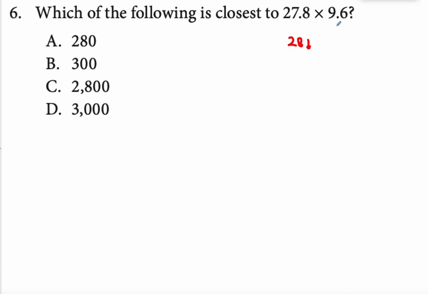And this one is slightly less than 10. So my answer should be slightly less than 280 when I multiply 28 and then 10. But the only thing that's closest will be 280. That would be the closest one, or I'm looking for something that will be less than that. So 280 becomes my answer. Choice A would have been the answer. Let's move on to the next one.